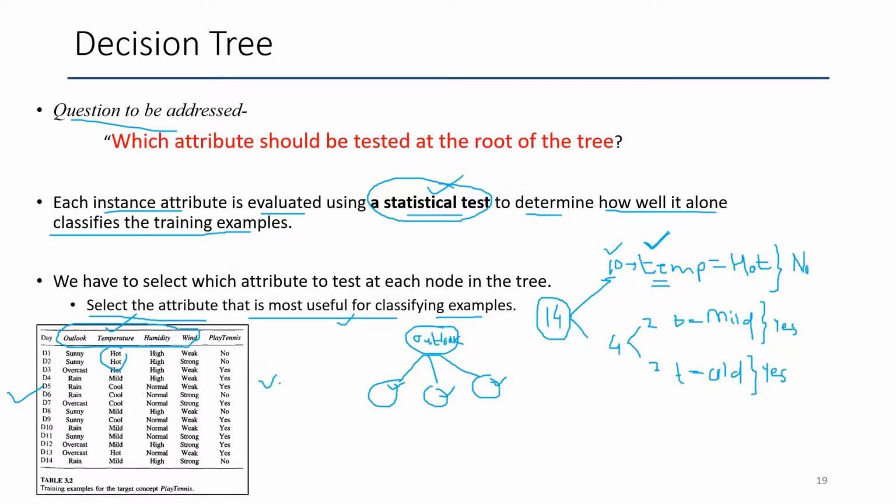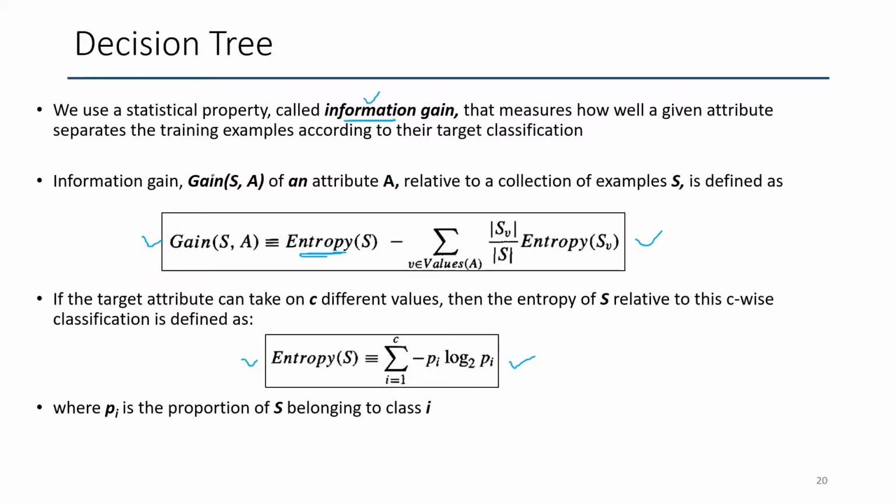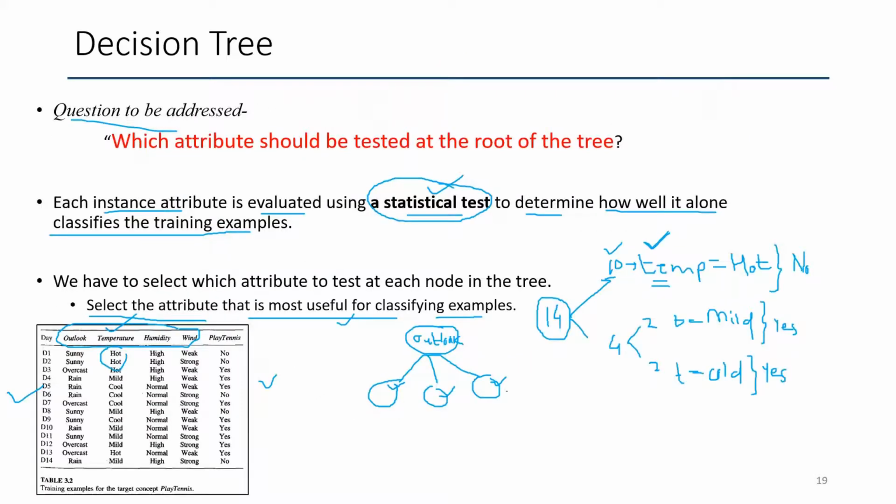training example set. So what we have in the formula: we use a statistical property called information gain that measures how well a given attribute separates the training examples according to their target classification. So this value will tell how well the given attribute separates the training examples. If the information gain is higher, then it is able to classify more training examples, right? Just like in the previous example, temperature is able to classify 10 examples based on a single value.